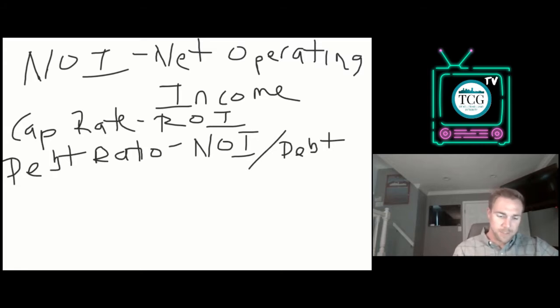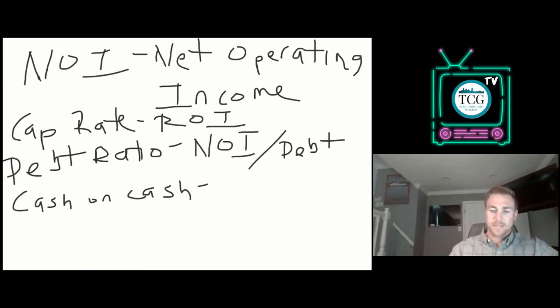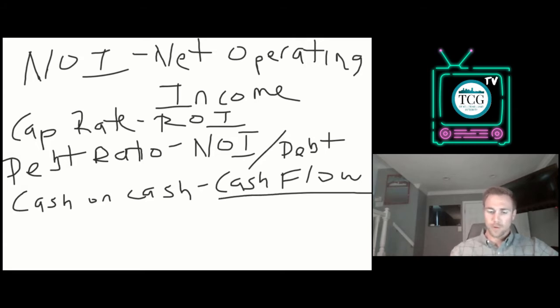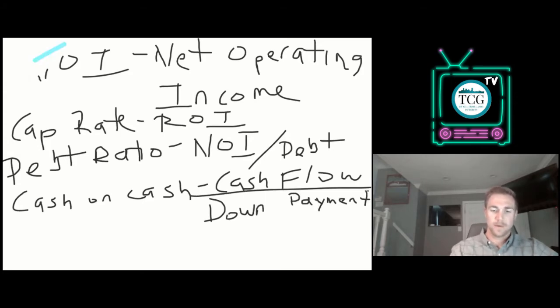Then last is cash on cash return. Basically going to be your NOI minus your debt service is your cash flow, over your amount of money you put down, so your down payment. How much cash you have in the deal. So first, let's find out NOI.